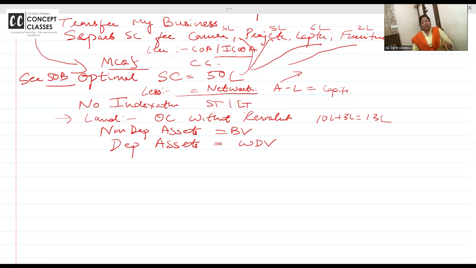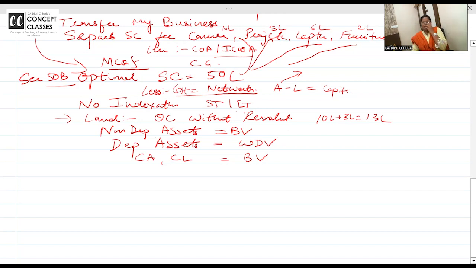Depreciable assets, take it at which value? WDV. You all know how to calculate depreciation as per income tax section 32, WDV method. So non-depreciable assets at book value, land and such assets without the revaluation part, depreciable assets at WDV. Rest all current assets and current liabilities at book value. Finished. So like this, if I do assets minus liabilities, I get net worth. So net worth is nothing but my cost against the sale consideration.